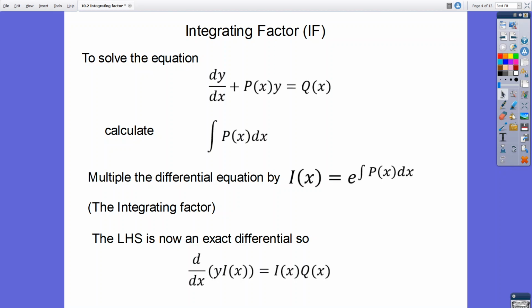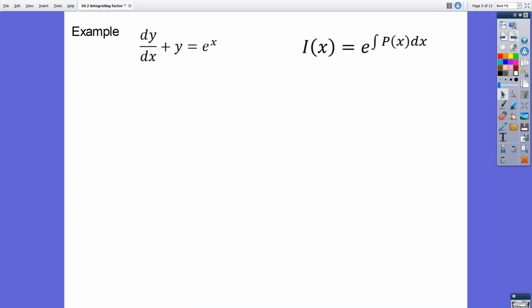So let's go back to that example we couldn't do and see what happens when we do it. Right, so first of all we look at this and we say, the coefficient of dy by dx is 1. That's good. We can go straight on to working out what p of x is. P of x is the coefficient of y. Then we integrate it. The integral of p of x, just integrating 1, is x plus a constant. But remember, we do not include that constant in what we do afterwards. So let's get rid of that. We're not going to actually use it.